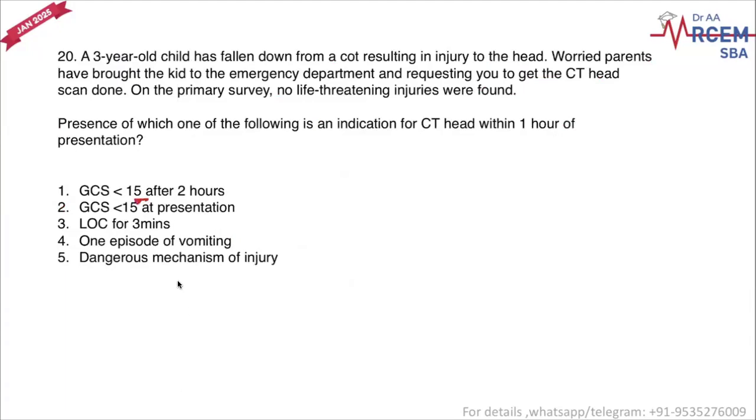GCS less than 15 after 2 hours? Yes, that is an indication. What about GCS less than 15 at the presentation? Here the age is more than 1 year. It is the 3 years age group. So the GCS should have been less than 14 to get it done within 1 hour's time.